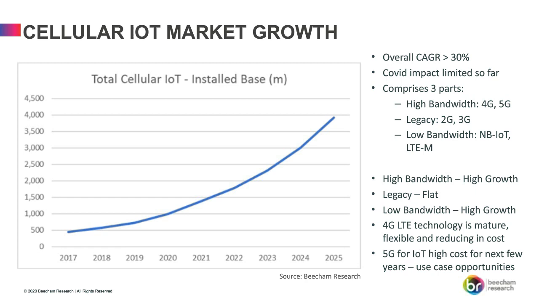And this slide shows, it's a composite, really. It shows three parts: high bandwidth, which is 4G, 5G; 2G, 3G legacy; and low bandwidth, NB-IoT and LTE-M. Of which the high bandwidth is in high growth. So this is high bandwidth applications of an increasing variety. Legacy 2G, 3G is flat or tailing off, and low bandwidth is also in high growth. So the fact that the overall market is growing at greater than 30% shows just how quickly this market is growing, bearing in mind that the legacy part is flat.